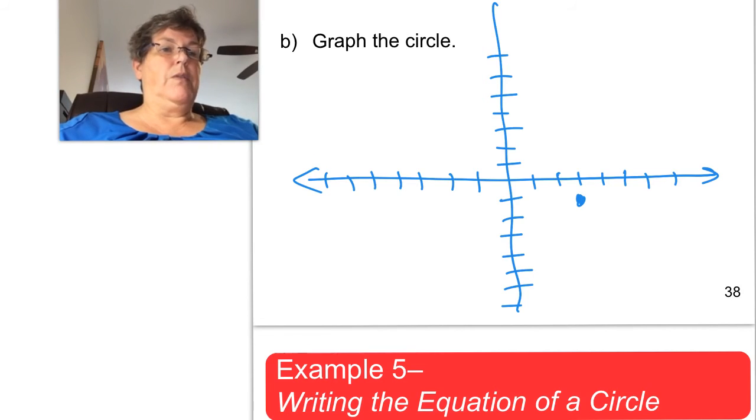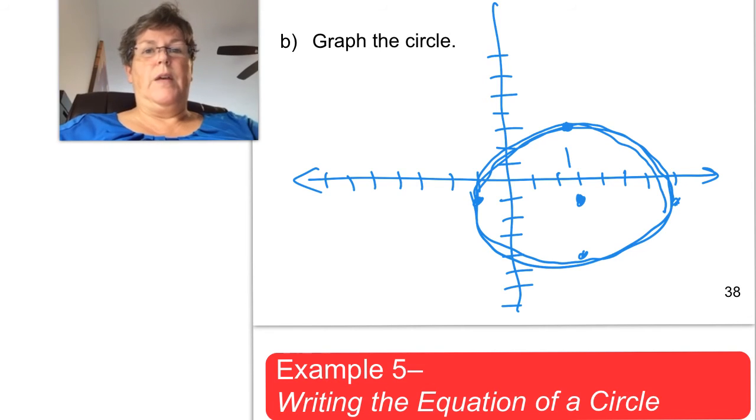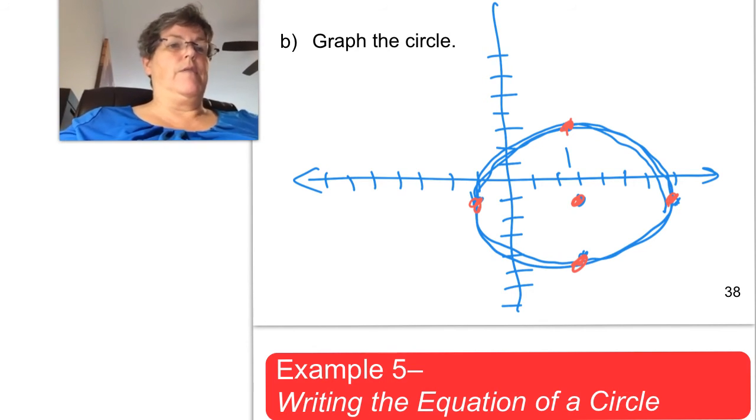And then all I have to do is count the size of the radius. 4 to the right. Let's go 4 up, 4 to the left, and 4 down. And again, not so neat here. Is there a backup button? Maybe not. Let's draw this thing. And again, kind of sloppy, but we took those 4 extra points in, plus the center, and those 5 points are enough to draw the graph of a circle.